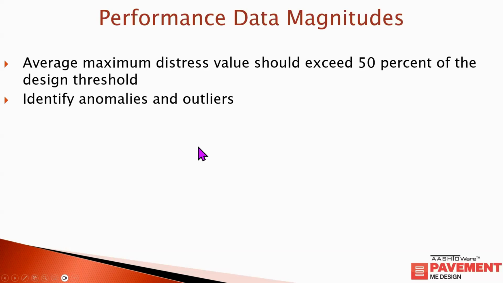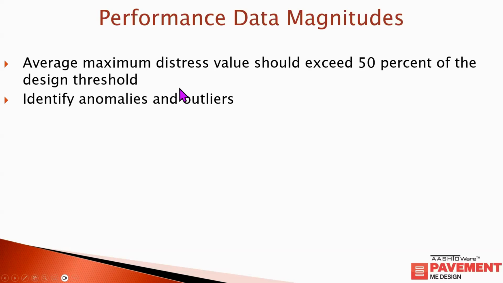So ideally, you want it to exceed 50% of the design threshold. As an example, let's say we're using a 1/2 inch for total rutting as our distress threshold. So 50% of a 1/2 inch would be a 1/4 inch. In other words, the average of the maximum rut measurements that we have from all the sections ideally should be at least a 1/4 inch.